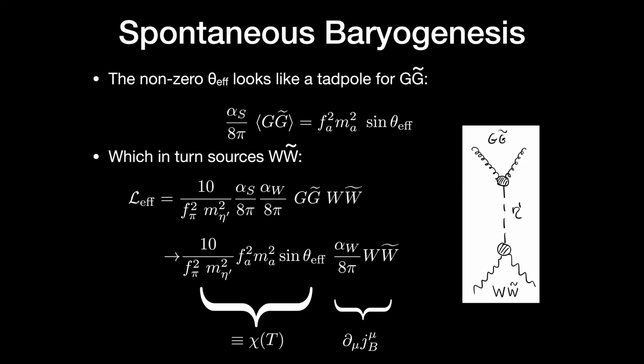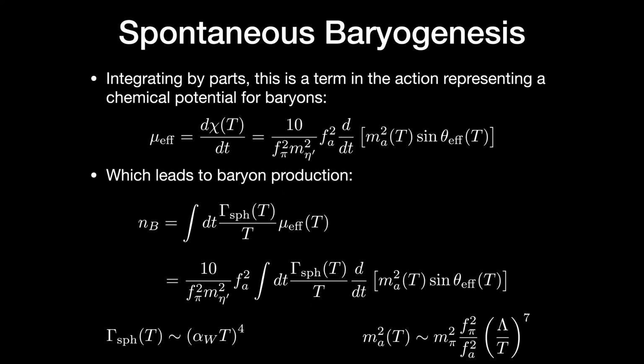Okay, so then going to the last equation on this slide, there's a set of constants related to theta effective and then the properties of the eta prime that I'll call the susceptibility as a function of T. And then there is W W dual, which of course we know is related to the divergence of the baryon current.